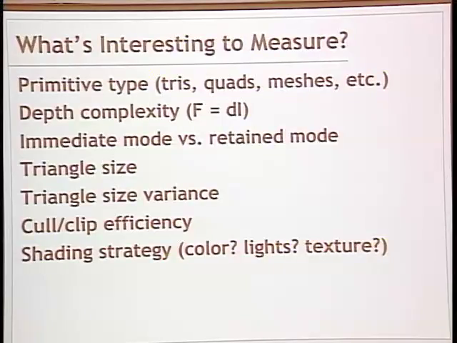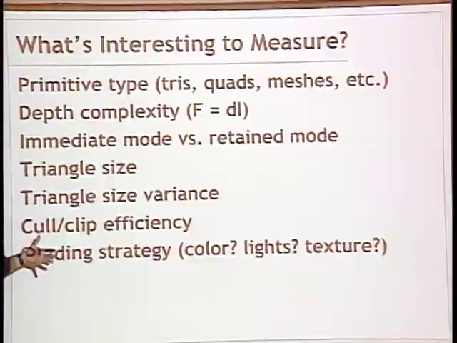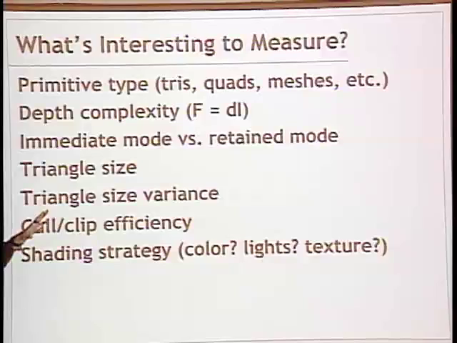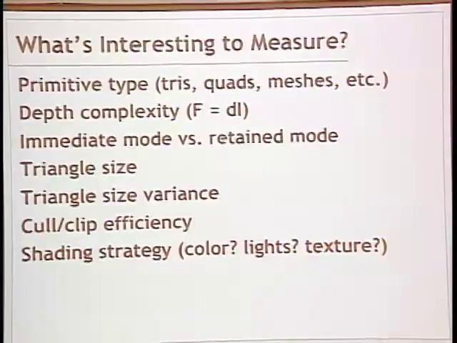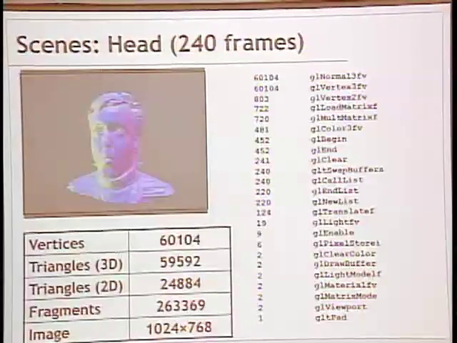Okay, are we using immediate mode or retained mode? How big are our triangles? How much do our triangles vary? Okay, it's very different if we have all triangles of 10 pixels versus a bunch at 1 and a bunch at 1,000, even if they have the same average. How good are we at culling and clipping? Are we rendering lots of things that we never end up seeing or not? Okay, how do we shade?